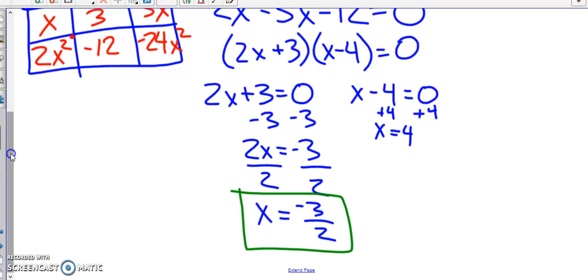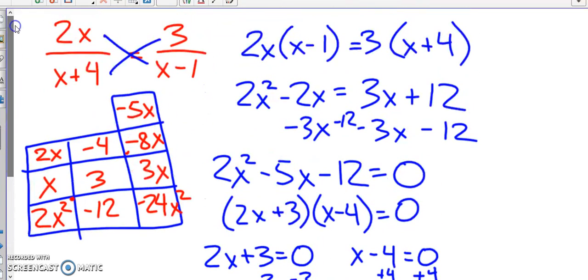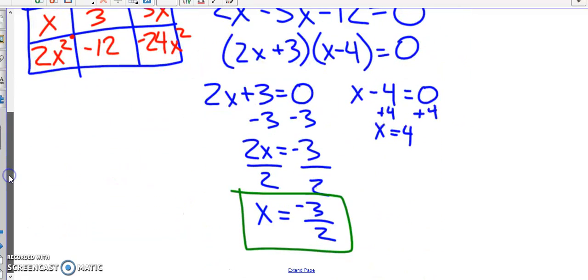And let's try 4. 4 plus 4 is 8, so that's not 0. 4 minus 1 is 3, so that's not 0. So neither of these cause division by 0. So they would both be valid solutions to the equation.